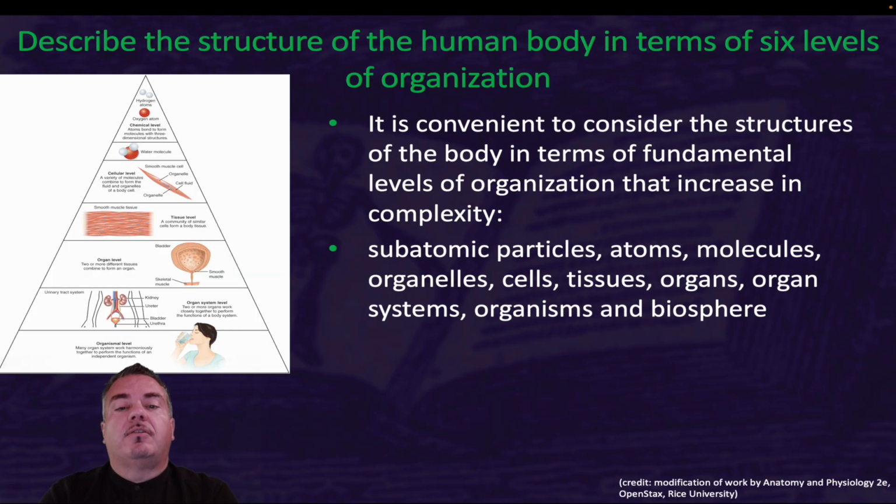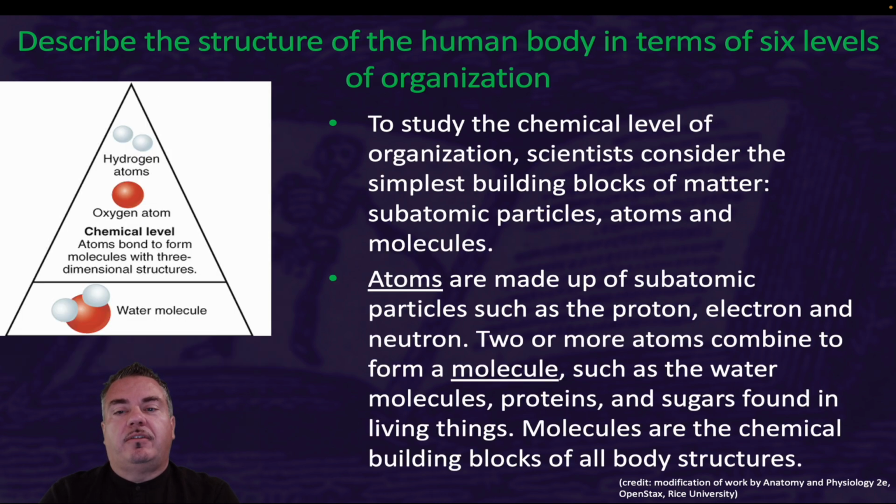It is convenient to consider the structures of the body in terms of fundamental levels of organization that increase in complexity, beginning with subatomic particles, atoms, molecules, organelles, cells, tissues, organs, organ systems, organisms, and the biosphere. To study the chemical level of organization, scientists consider the simplest building blocks of matter: subatomic particles, atoms, and molecules. Atoms are made up of subatomic particles, such as a proton, electron, and neutron. 2 or more atoms combine to form a molecule.